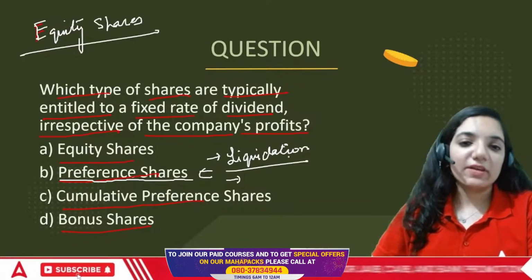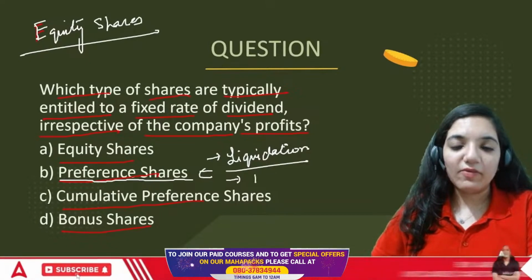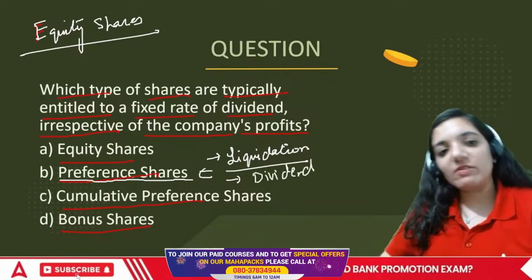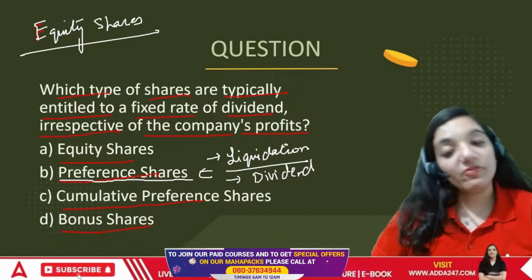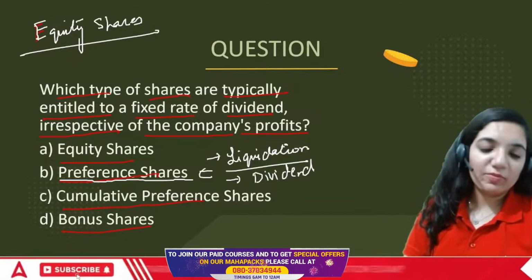Okay, one is liquidation. The second point is related to the time of dividend distribution. At the time of dividend distribution, they will come first and take the money. At the same time, when it is about liquidation, that means the company is ending, at that point of time, even he gets more money.